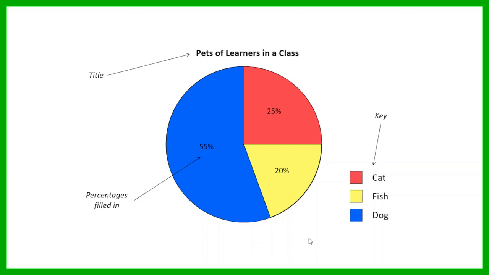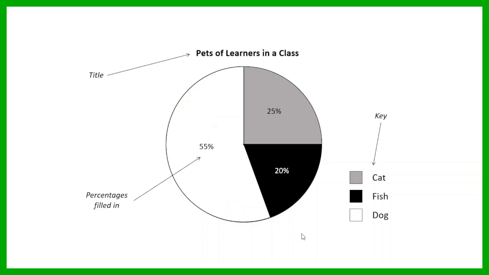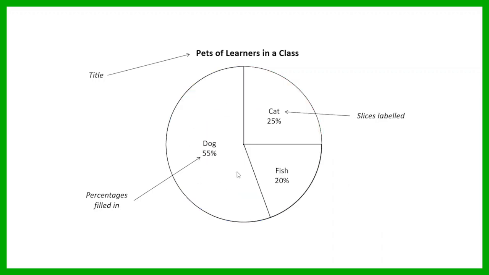When a pie chart is being printed, it depends on the number of slices that are being used. If the pie chart is being printed in black and white, then doing it like this will work if there's only three slices or three colors. But if you have more than that, it becomes more difficult to differentiate between different shades of gray. So then it's preferable to do it rather like this.